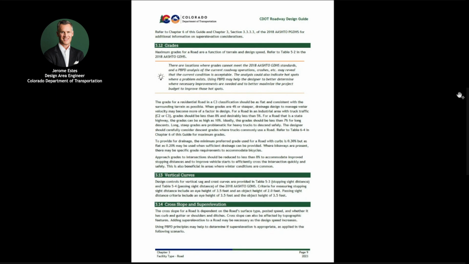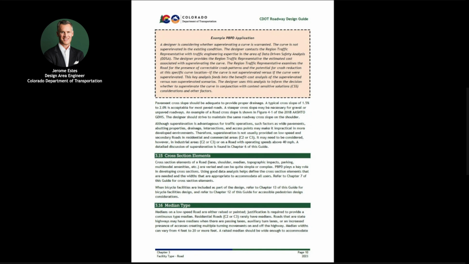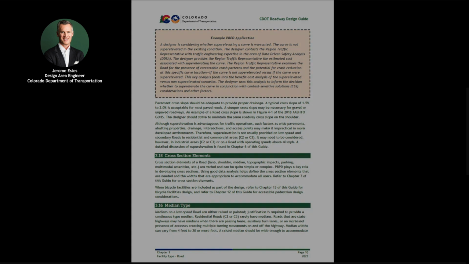This chapter guides the designer through the discussion of roadway grades, considering surrounding terrain and vertical curve criteria. A common performance-based practical design application related to superelevation is provided, followed by a general discussion on cross-section elements. Chapter 3 concludes with offering information on the appropriate design of medians, drainage, pedestrian facilities, bicycle facilities, and transit operations within the road facility type.